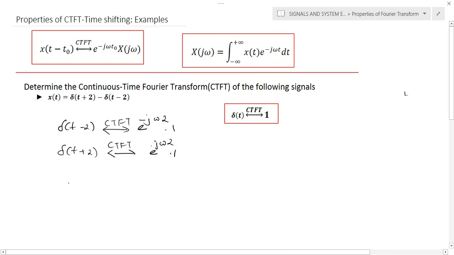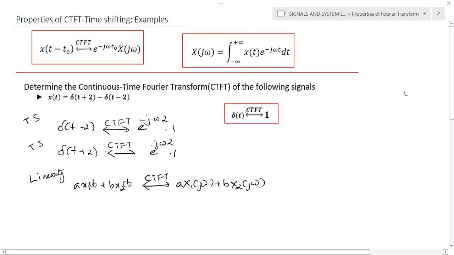Now we can combine these two signals. We already applied the time shifting property of continuous time Fourier transform. Now we can apply the linearity property. If there are two signals, ax1 of t plus bx2 of t, the continuous time Fourier transform of the signal can be written as ax1 of j omega plus bx2 of j omega.